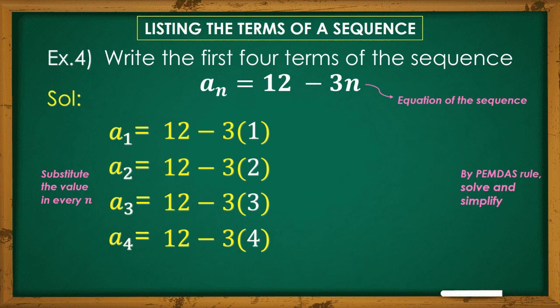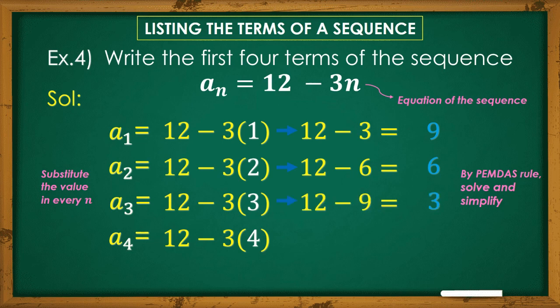So ano yung mauuna? Tama, multiplication muna bago subtraction. So by solution, 3 times 1 is 3. Subtracting it from 12, we get 9. Yung sa a sub 2, 3 times 2 is 6. Subtract it from 12, the answer is 6. A sub 3, 3 times 3 is 9. Subtract it from 12 is 3.